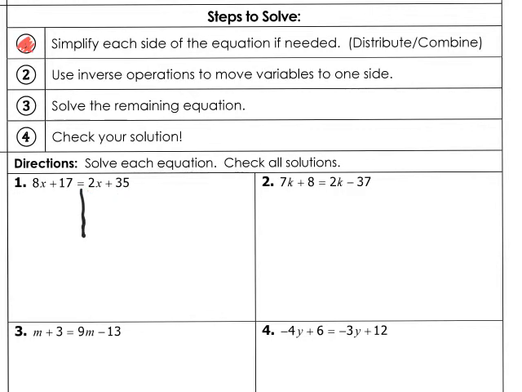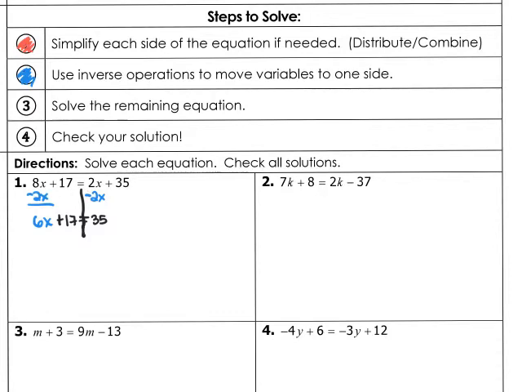And now we're going to use inverse operations to move variables to one side. So remember, the inverse means we flip it to move it, right? So if it was positive 2x, it's now negative 2x, and we're moving the variable. We now have 6x plus 17, let's just keep it, equals 35. Okay, what happened to my 2x? Well, we moved it over and we subtracted it off of 8x.